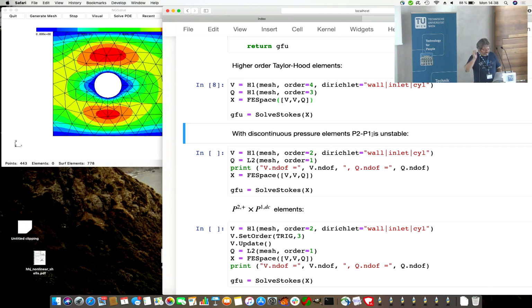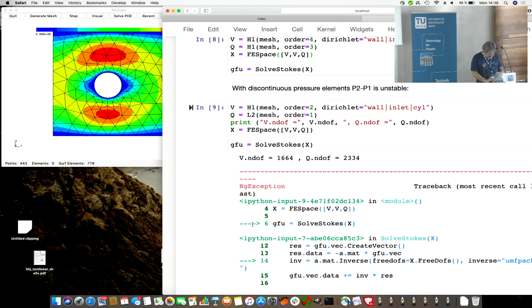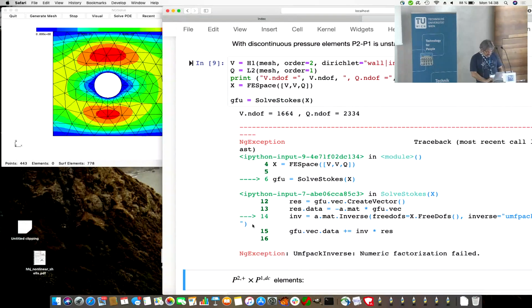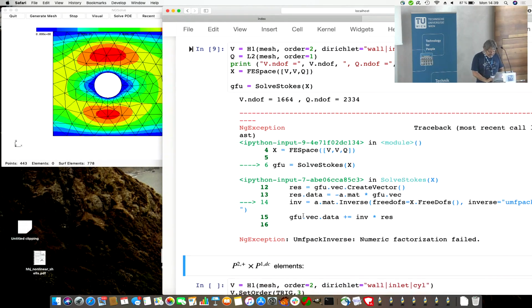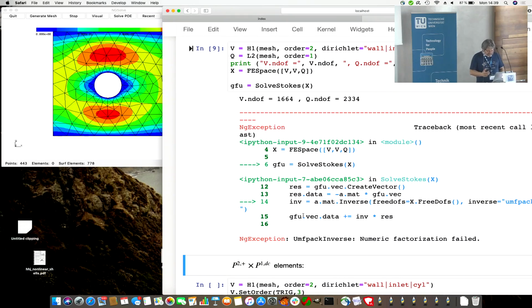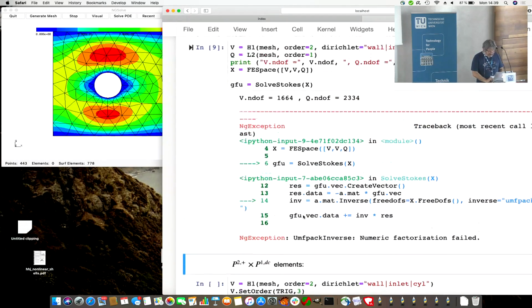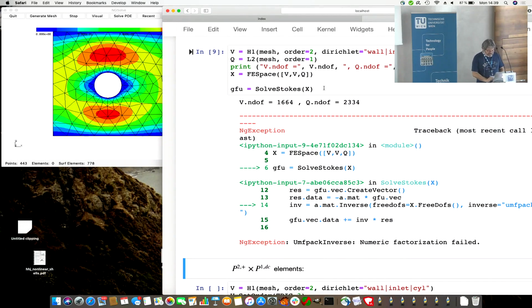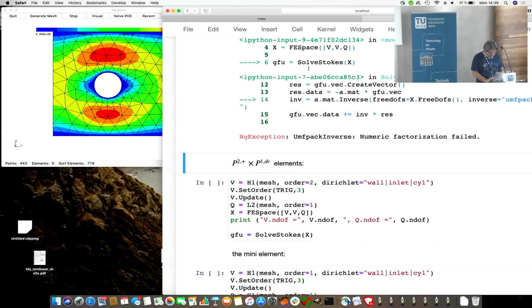And if you remember your numerics classes, try it. And we see that this is an unstable pair, and UMFPACK was so kind to find that the matrix is not invertible and was complaining that the discretization did not give an invertible matrix. This is a rather bad implementation, but it's an unstable element pairing.